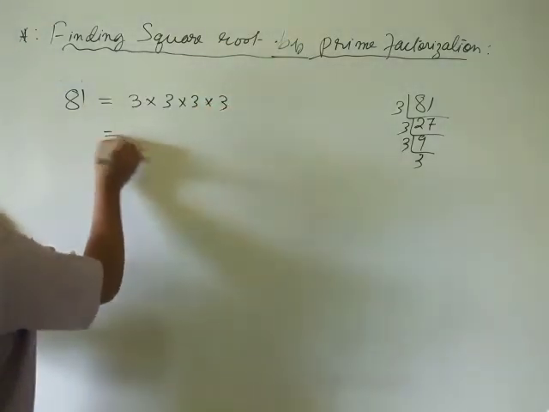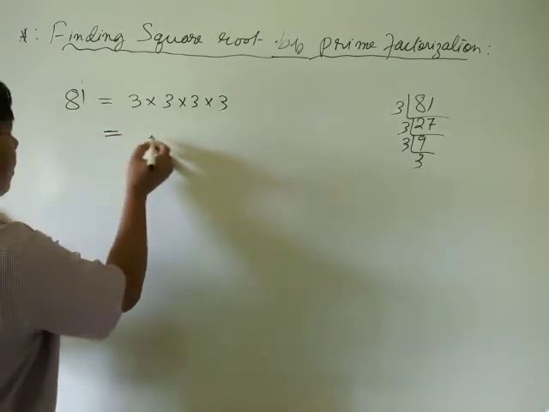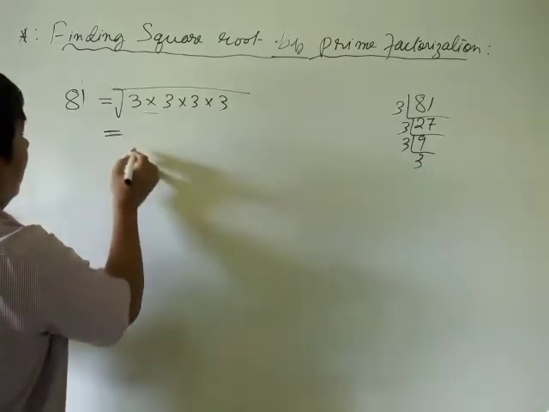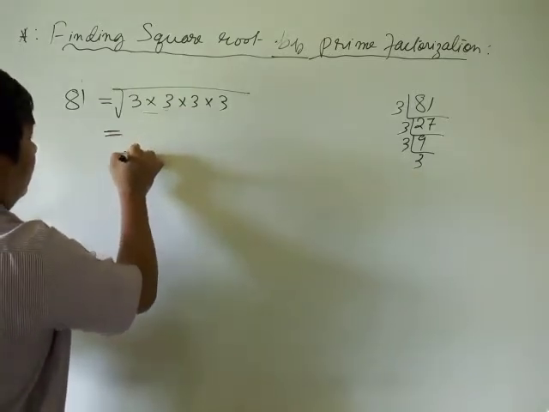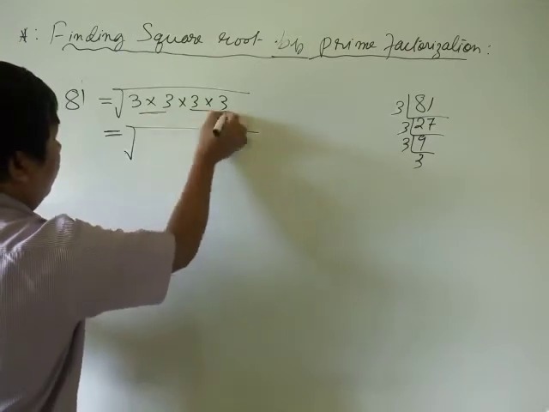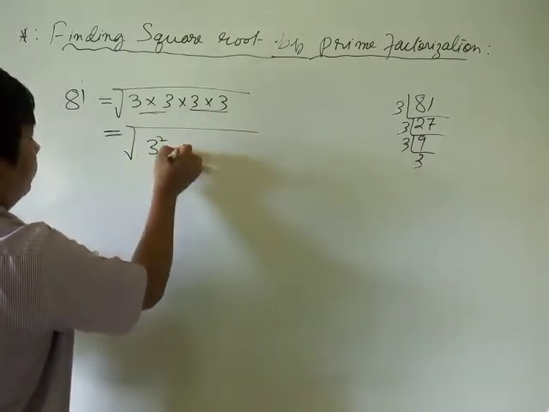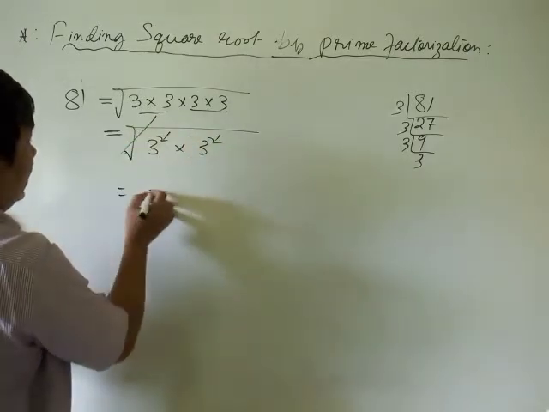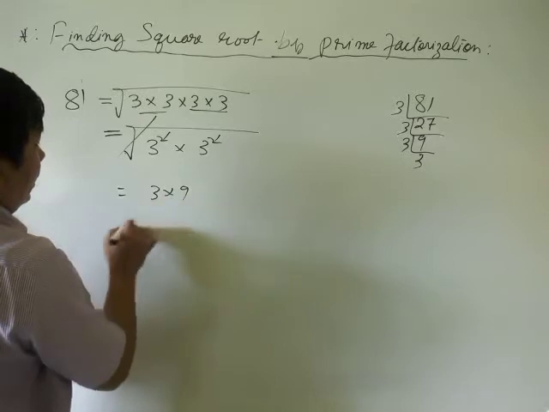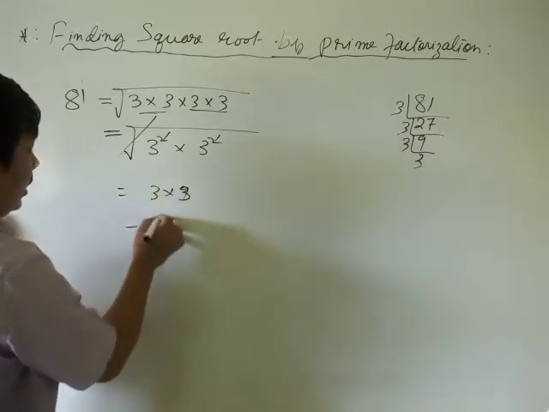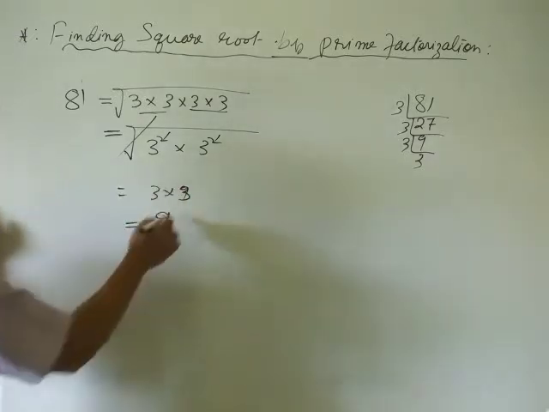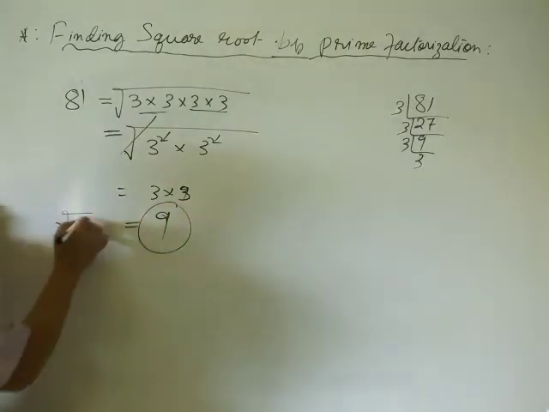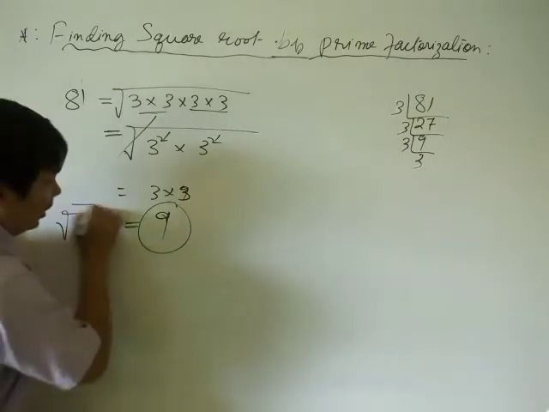Then you can see here, next we are going to pair. So 3 to the power 2 into 3 to the power 2. So this 2 will cancel here, and we are getting 3 into 3, that is 9. So the square root of 81 is 9. Root over 81 is equal to 9.